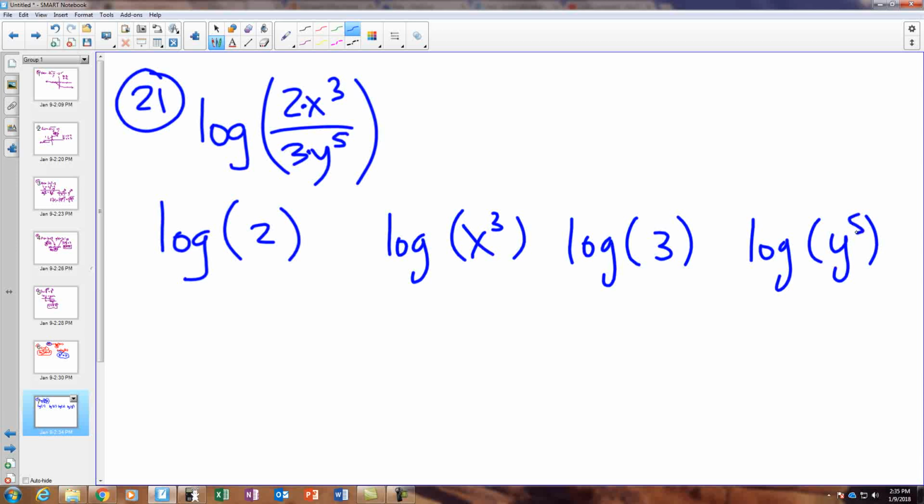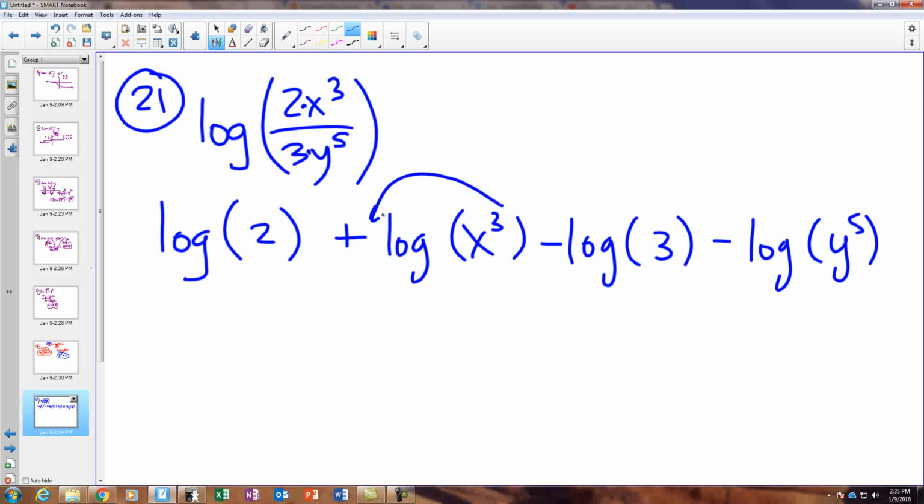I next need to figure out, are they pluses or minuses that go between these logarithms? Anything that's on top is addition. Anything that's in the denominator is subtraction. So this first log came from the top, so it's positive. Second log is also positive. And then I will subtract the log of 3 and the log of y to the fifth, because they both came from the denominator.